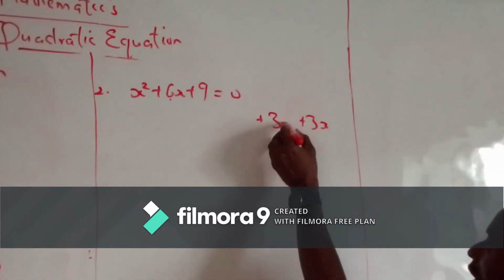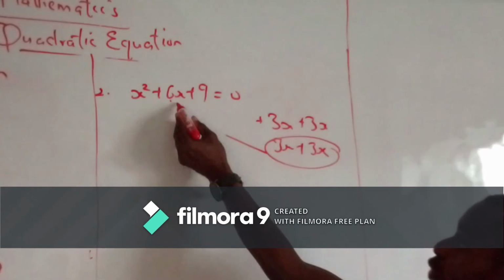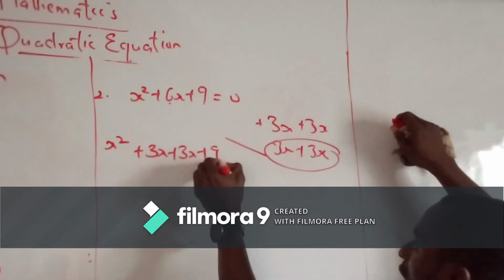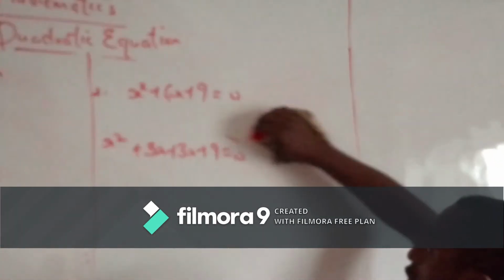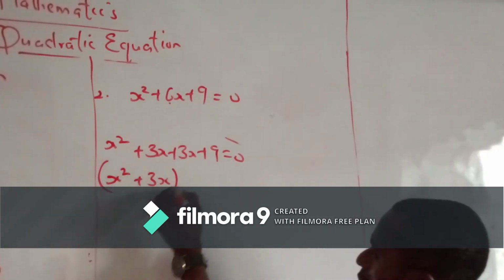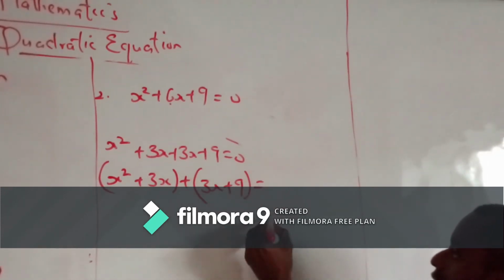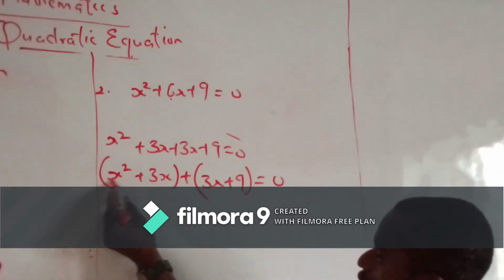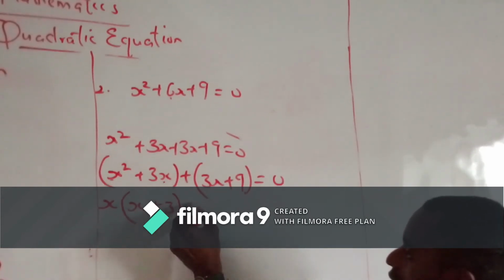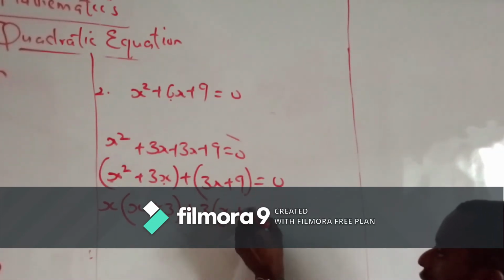Now add x to it. So we have 3x plus 3x. So import this to replace the middle value. So we have x squared plus 3x plus 3x plus 9 equals 0. So taking them 2 by 2, x squared plus 3x in brackets. Write the sign down. We have 3x plus 9, bracket close, equals 0. So what's common here? We have x. We are left with x plus 3. Bring the sign down. What's common here? 3. We are left with x plus 3 equals 0.